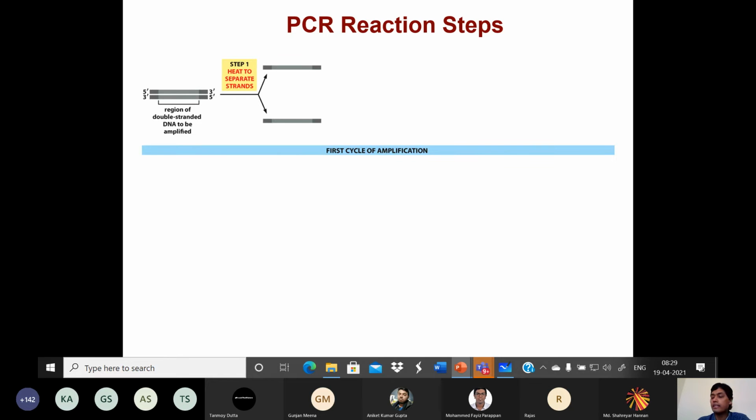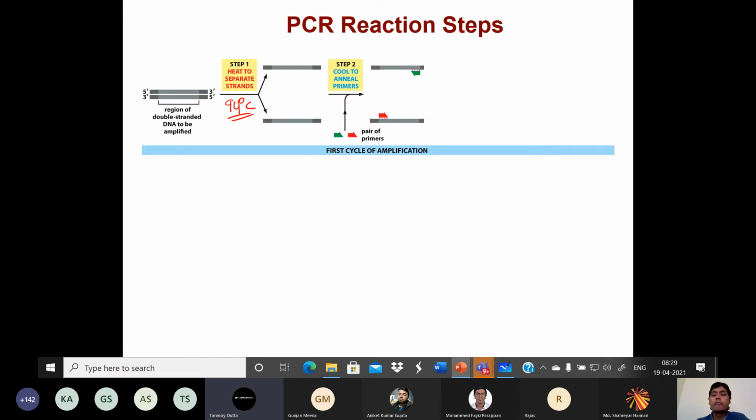Normally in the lab, this is our routine work. My research scholars do this almost every week for different purposes. Normally we heat it to 94 degrees centigrade. Now those two strands are separated. Remember, in this tube you have the DNA, polymerase, dNTPs, primer, everything. So now the next step is cool.